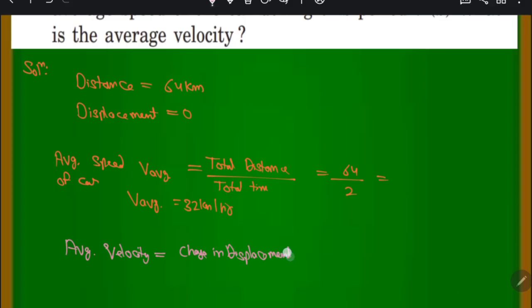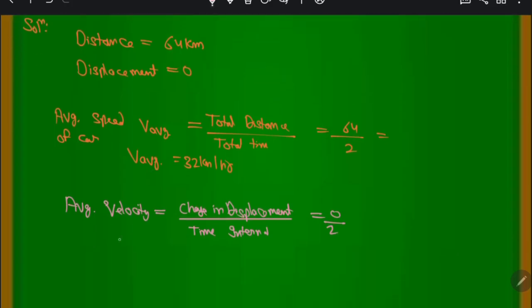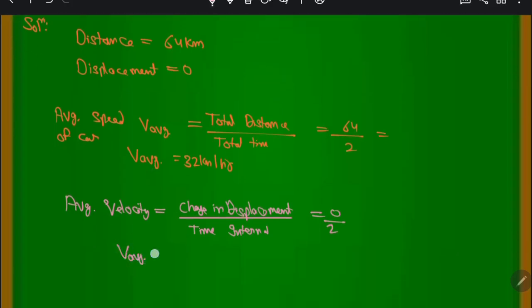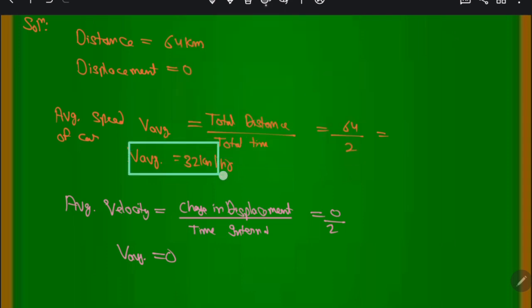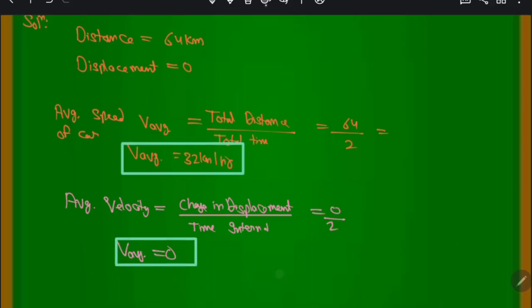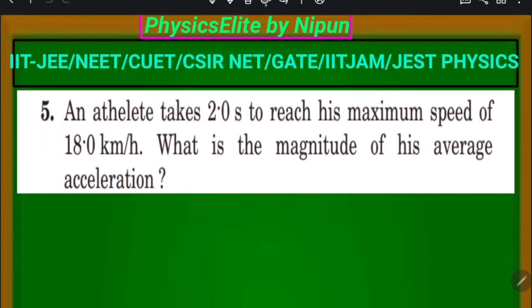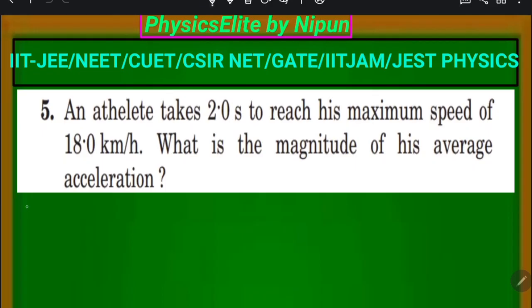Change in displacement upon time interval. And we know change in displacement is 0 upon total time. So here average velocity comes out to be 0. Getting my point? Understand now? You don't feel any difficulty now. If you have any difficulty, you can tell me. Right? These are basic questions, and please make your basic concepts clear. Shall I proceed to the next question?